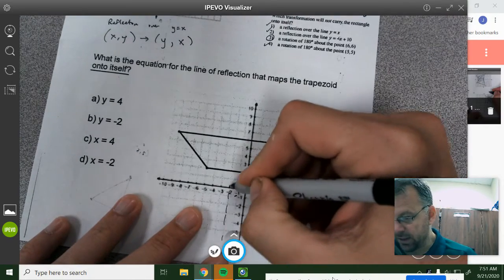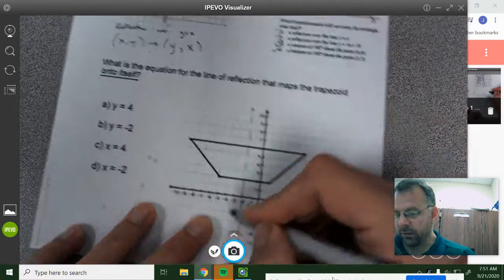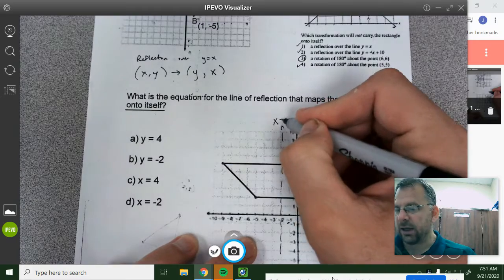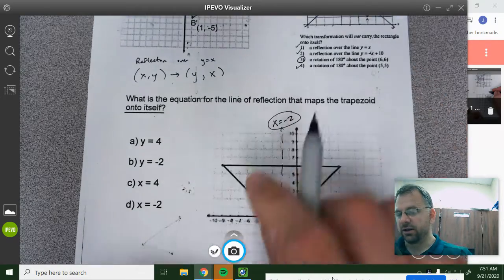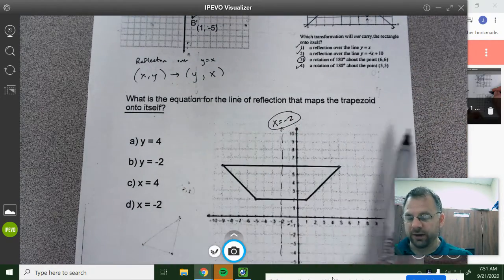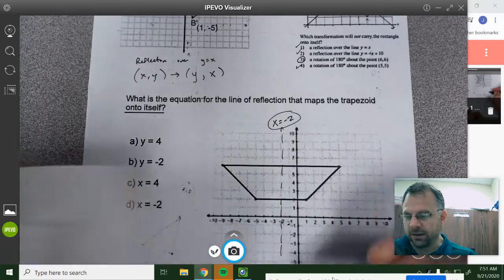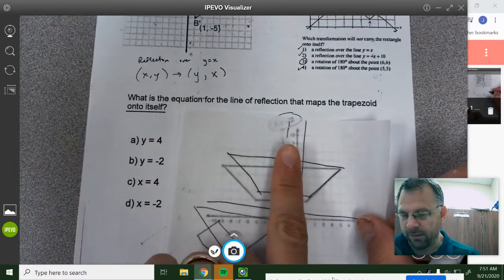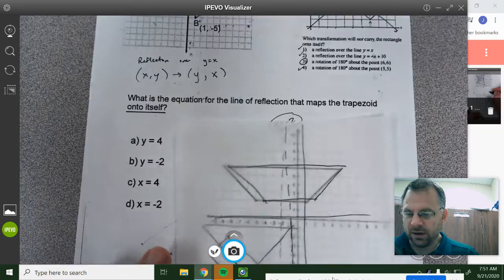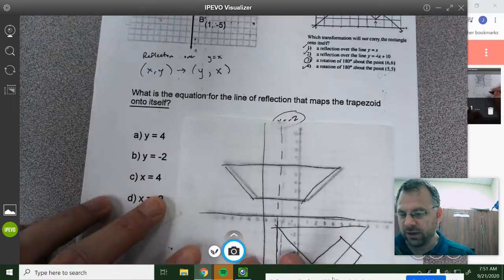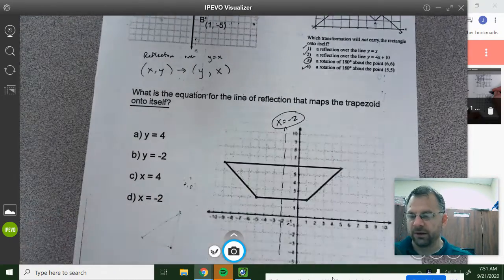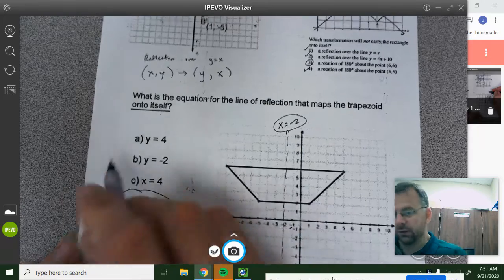So this line at -2, the way I would write that is x equals -2, because it's going this way. These are my horizontal values. Right? If I take this trapezoid around that line and I make that the center, it reverses and it's right on top of itself. So here's my option, x equals -2.